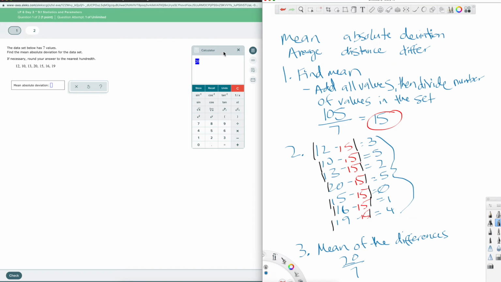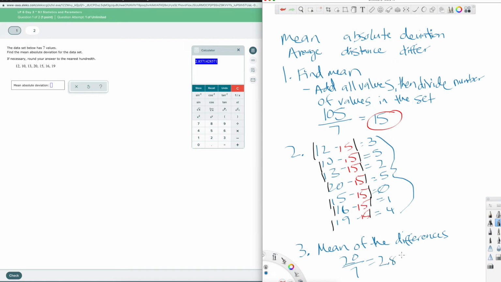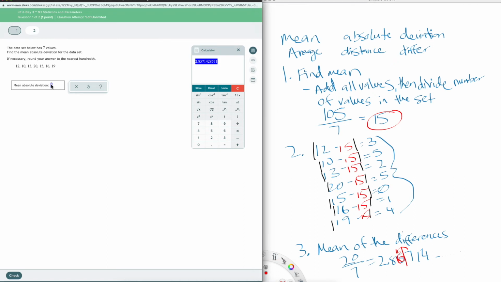So again, I'm finding the mean of the differences because it's the mean absolute deviation. So I want to know what is the average of the difference between the mean, what the actual mean is, and the value. 20 divided by 7 equals 2.85714... It just keeps going. And it says to round to the nearest hundredth. So remember when I'm rounding, here's a hundredth right here, 2.85. I need to look at that last number because the 7 is going to tell me, do I round this up to the next value or do I just cut all that off? Well, it's 5 or bigger, so this is going to round up to the next value, which is 6. So this is going to be 2.86.